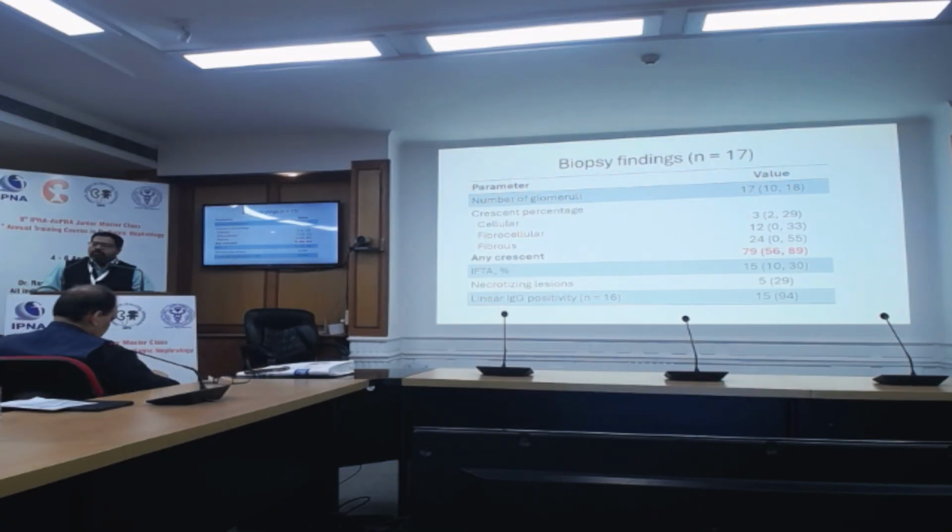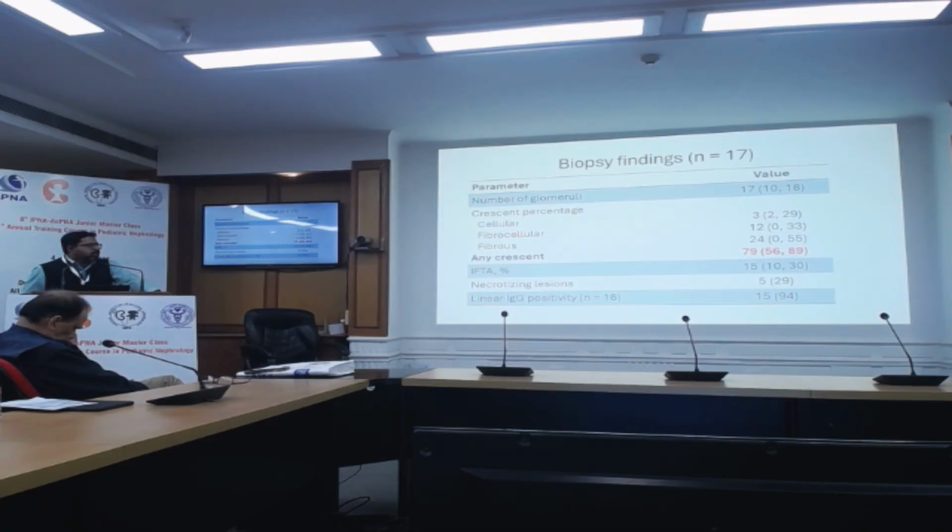Surprisingly, or not surprisingly, the IFTA, that is the interstitial fibrosis and tubular atrophy, was not so severe. We would expect it to be severe, however, as we saw in the baseline features, patients presented quite early and the disease looks like it was of recent onset, with linear IgG positivity in almost all the patients.